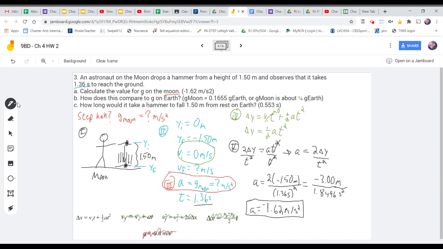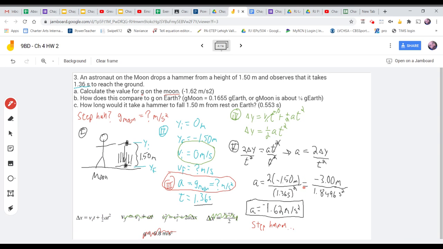So comparing this, doing our step, yeah, we were looking for g on the moon, which is a, the acceleration due to gravity on the moon. We wanted it in units of meters per second squared. That's what we got. We got a negative number. Well, that makes sense because even on the moon, gravity will pull things downwards.